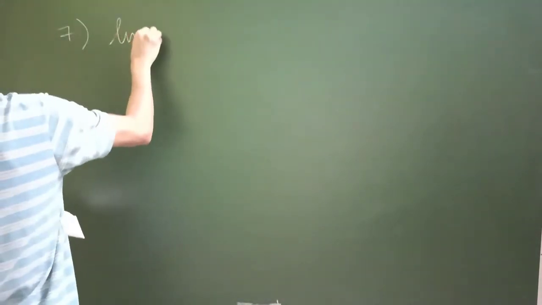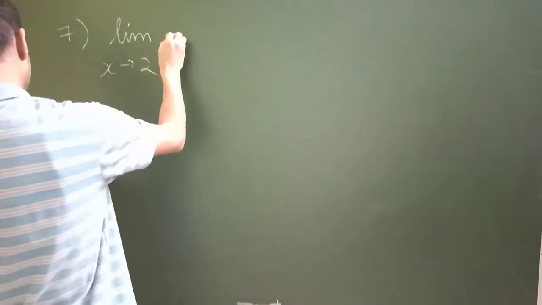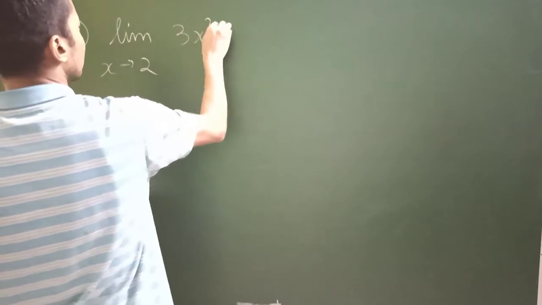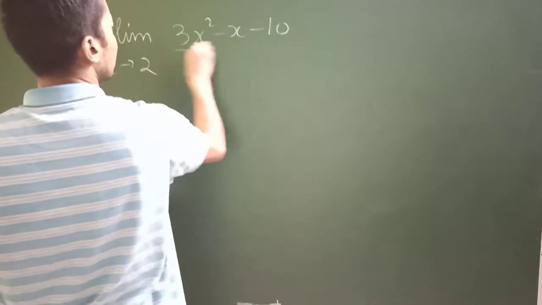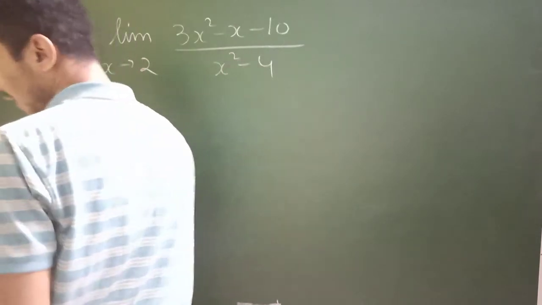Let's move on to question number 7. That is, the limiting value as x tends to 2 of the function (3x squared minus x minus 10) all divided by (x squared minus 4).